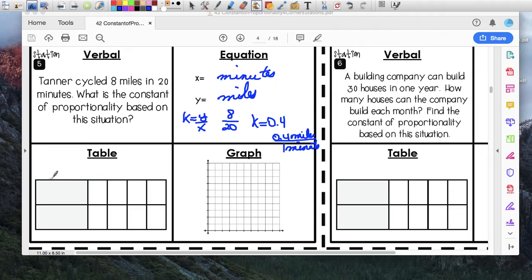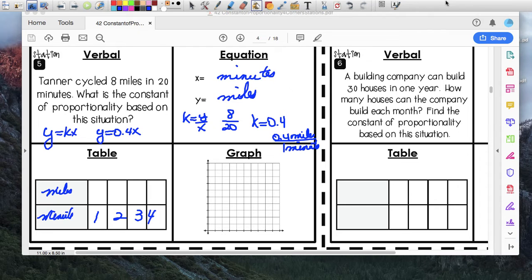Right? So let's do a table. On your table, I'm going to write miles, I'll write minutes, and I want my equation too. So let me write 1 minute, 2 minutes, 3 minutes. From that, I can get that the equation is y equals kx, but we're going to replace the k with 0.4. You're going to get y equals 0.4x. So that means that every minute he went 0.4 miles.